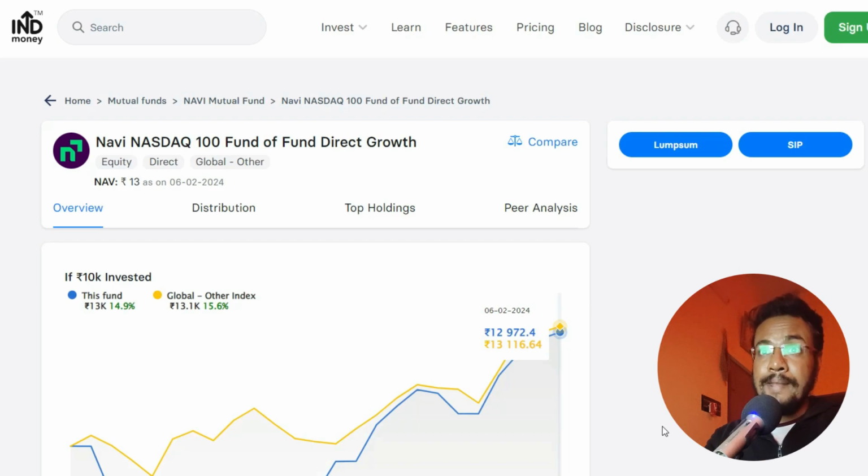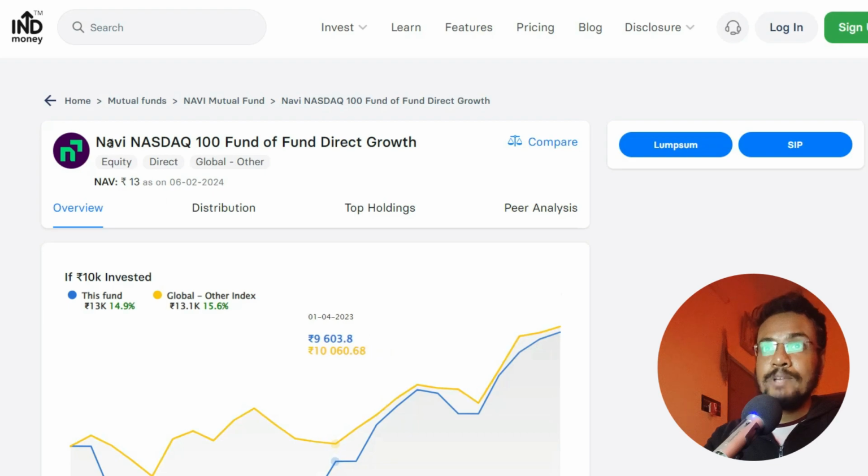So first, we have Navi Nasdaq 100 Fund of Fund. And all of these are fund of funds, so these funds indirectly invest in another fund, but these are the easiest ways to invest in the US stock market. So you can go to any mutual fund, invest in it, and you can invest in the US stock index from here, and that's the easiest process.